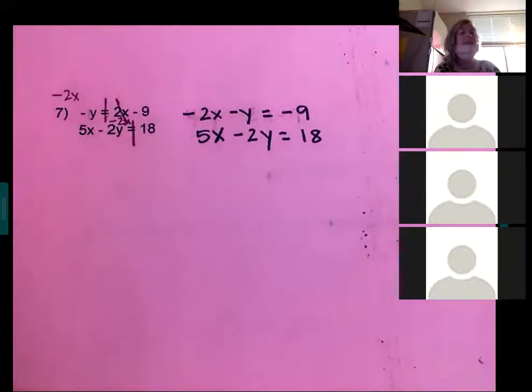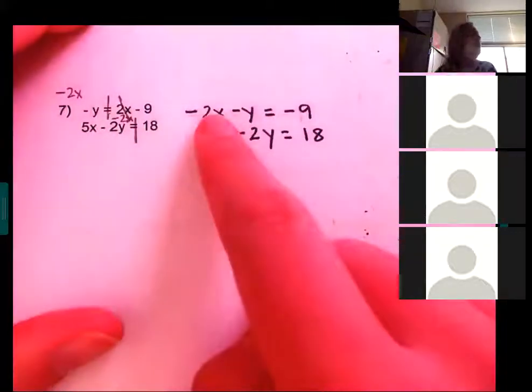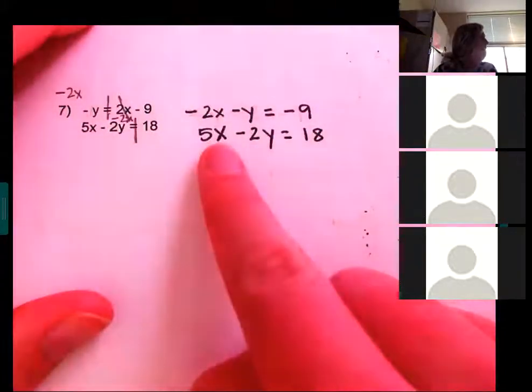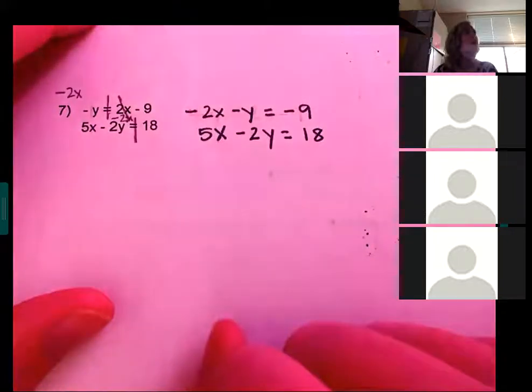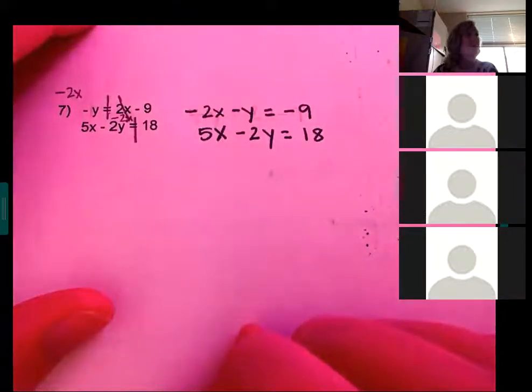Now, before somebody says we can cancel the x's, is there anything you can multiply 2 by to turn it into 5? That's not going to work. So what are we going to have to cancel? The y's. Does everybody agree?